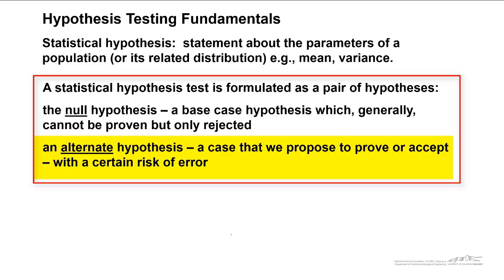An alternate hypothesis is a case that we propose. You can either reject or accept the alternate hypothesis. An alternate hypothesis always carries with it a certain risk of error, and this is known as alpha, or a type 1 error that we'll talk about in a little bit.